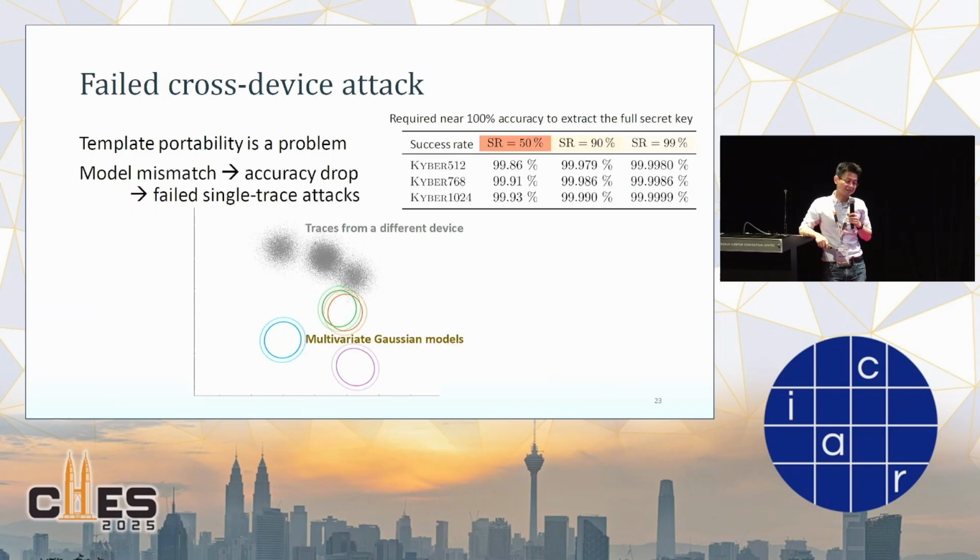So, not surprisingly, our first attempt of a cross-device attack failed. And the core reason is that there's a model mismatch, as shown here, that causes an accuracy drop. And from the table here, we know that a slight accuracy drop would cause a complete failure of the single trace attack. So what's the solution here?